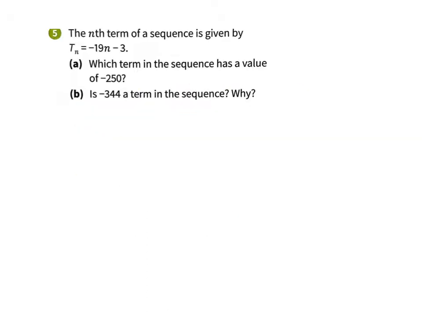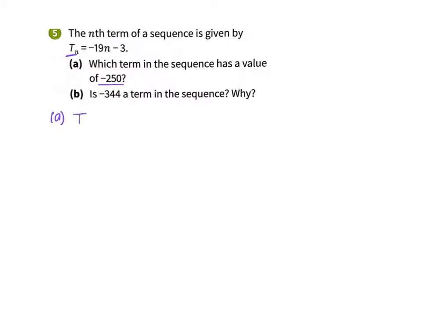Question number 5. The nth term of a sequence is given by this formula: Tn is negative 19n minus 3. Which term in the sequence has a value of negative 250? This tells me that the nth term will have a value of negative 250. That means Tn is now equal to negative 250, so I will use this in my formula directly.